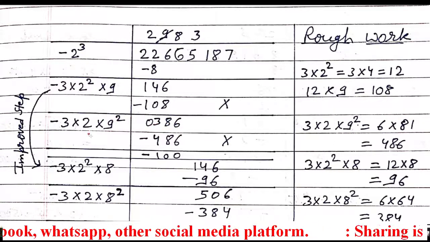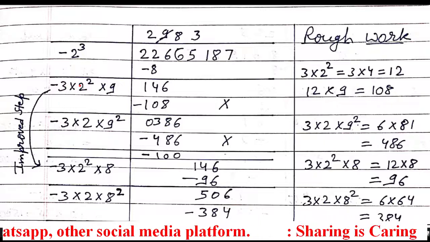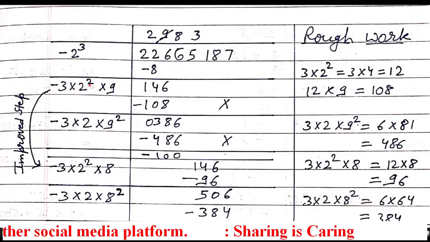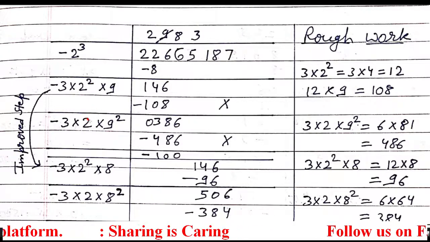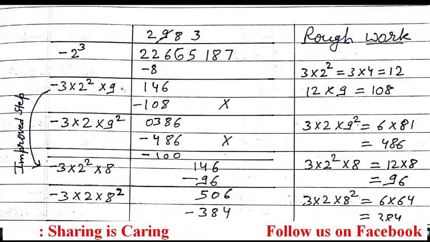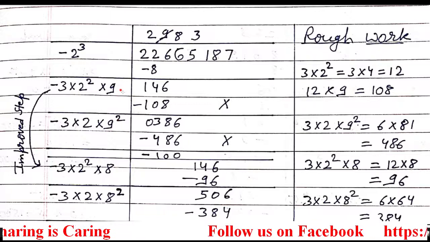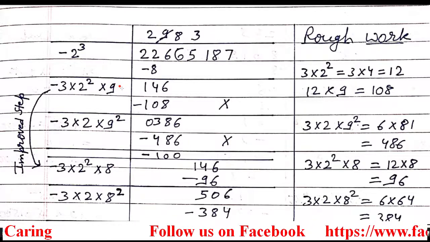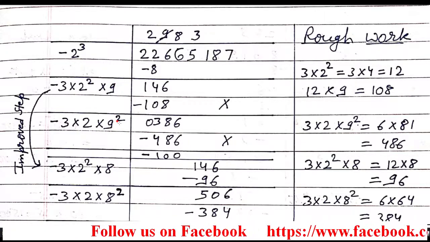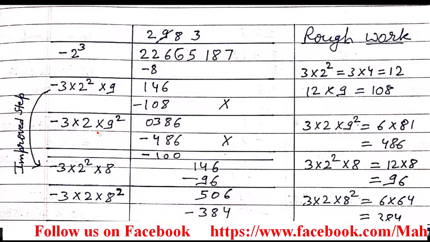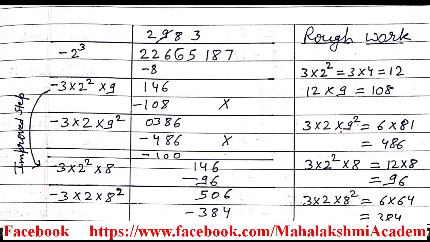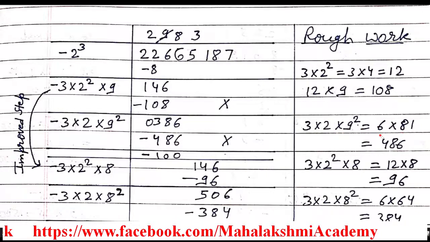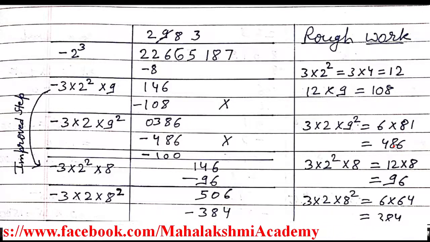On this side, this 3 as it is, and you have to reduce the power of 2. Here the power of 2 is 2, so when you reduce it, the power of 2 is going to be 1. And on this side you have to increase the power. Here the power of 9 is 1, so when you increase it, the next power is going to be 2. So you have to multiply them: 3 into 2 into 9 square. 3 into 2 is 6, 9 square is 81. Multiply them, you will get 486.